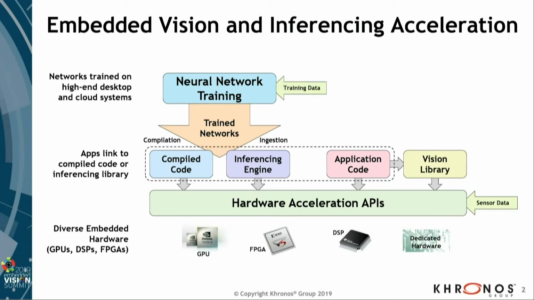One is compilers, where you take a network description and compile it directly into executable code, which is linked into your application. Or many people have an inferencing engine, a pre-written engine that understands how to ingest a neural network description that can be linked into your application too. Often, there's a mix of inferencing and vision, so a vision library might be involved, and all of those pieces of runtime software need to typically access hardware acceleration.